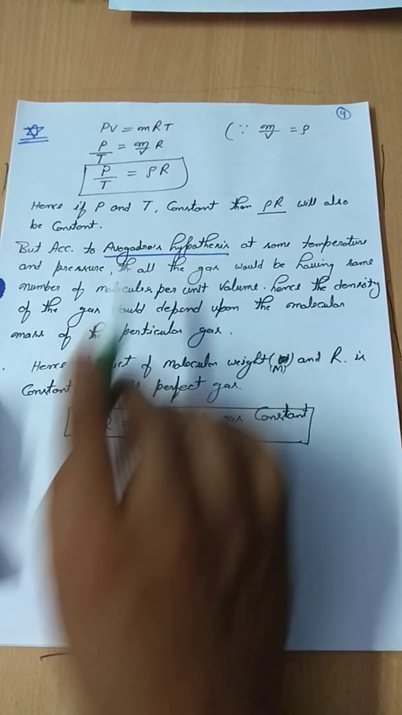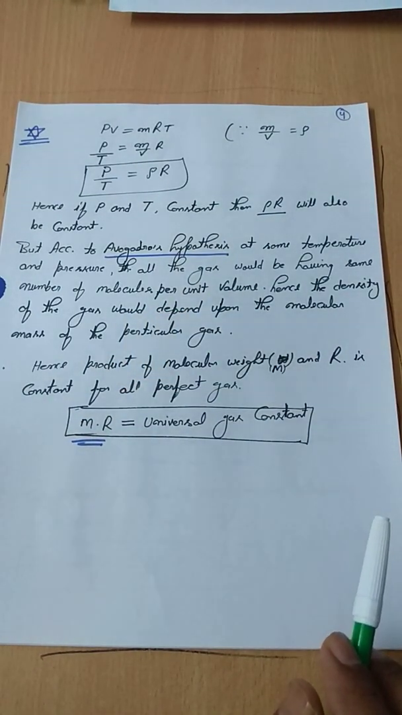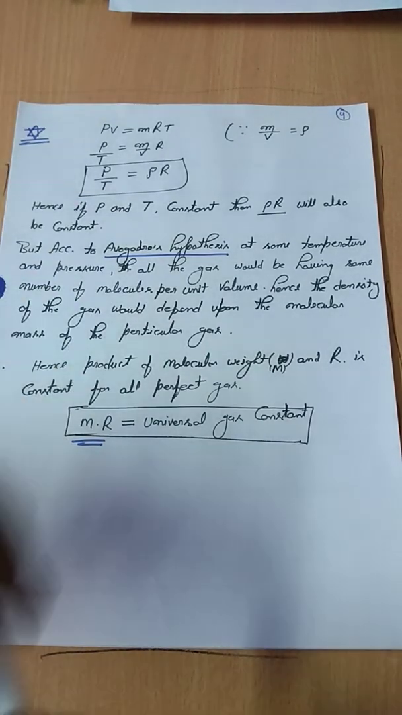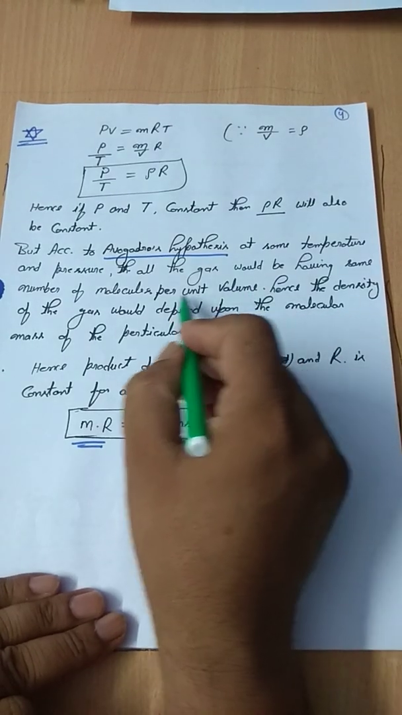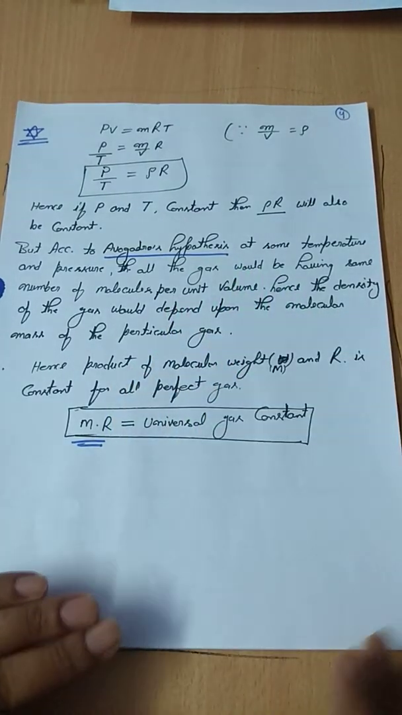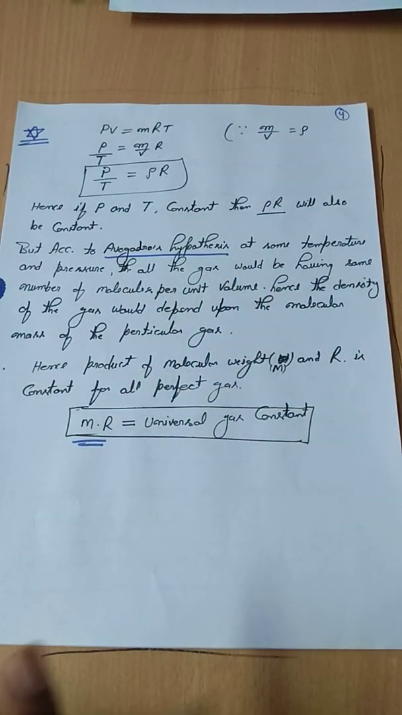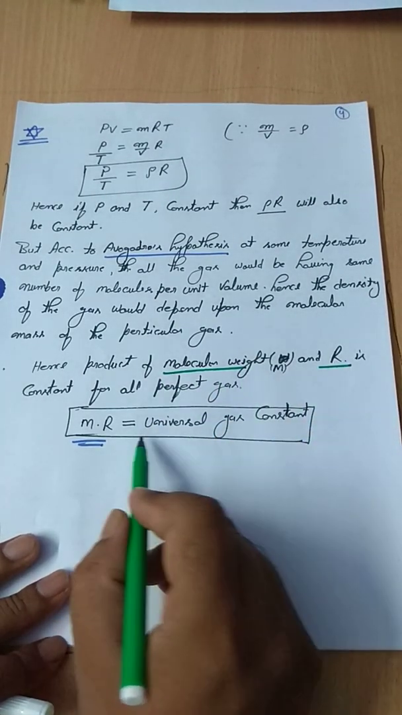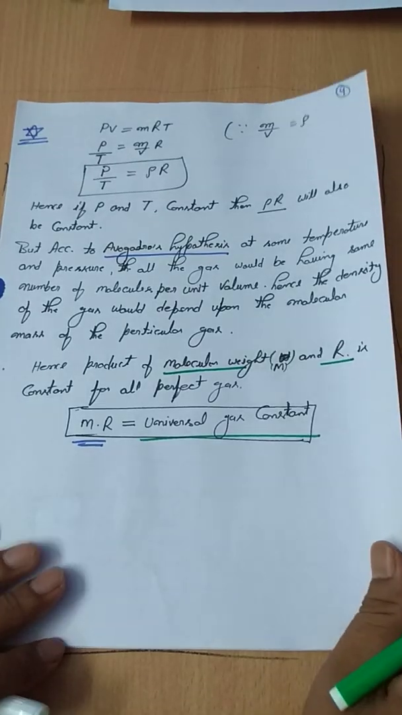Avogadro hypothesis, which tells us that at a particular temperature and pressure, a unit volume of any gas contains a fixed number of molecules. And the product of molecular weight and gas constant is called the universal gas constant.